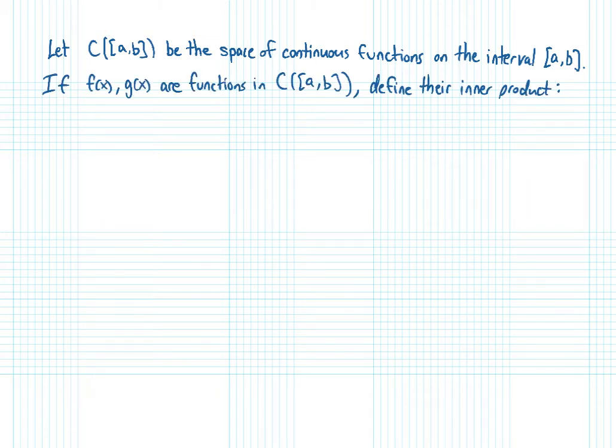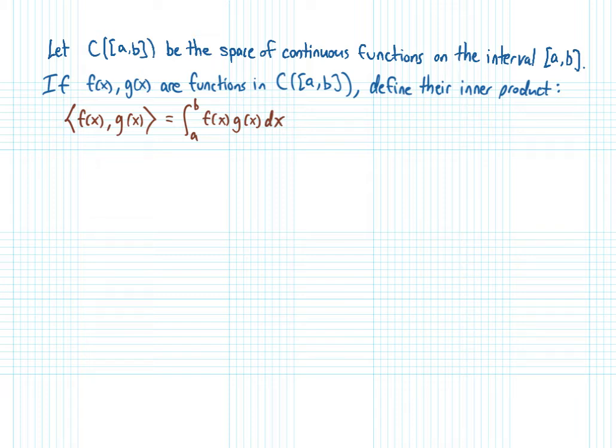So we want to define an inner product on this space, which means that if you have two functions that are continuous functions on this interval, then we want to be able to produce a number out of those two functions. And one way to do that is to multiply the two functions together and then integrate from A to B. That will give you a number.